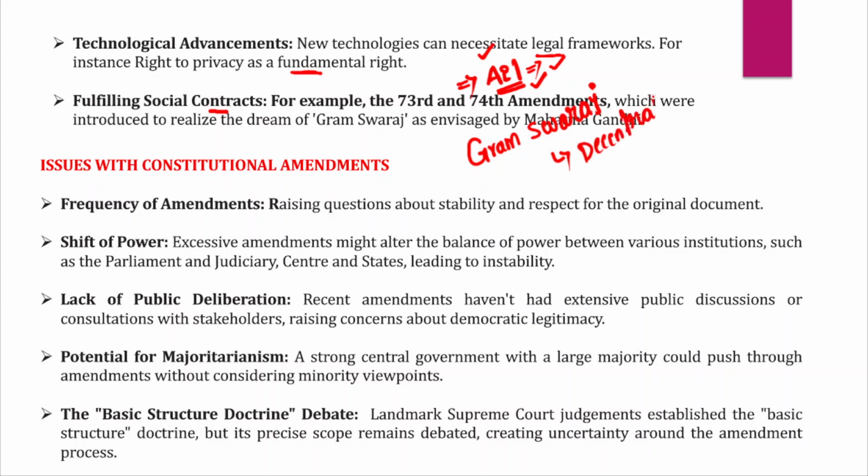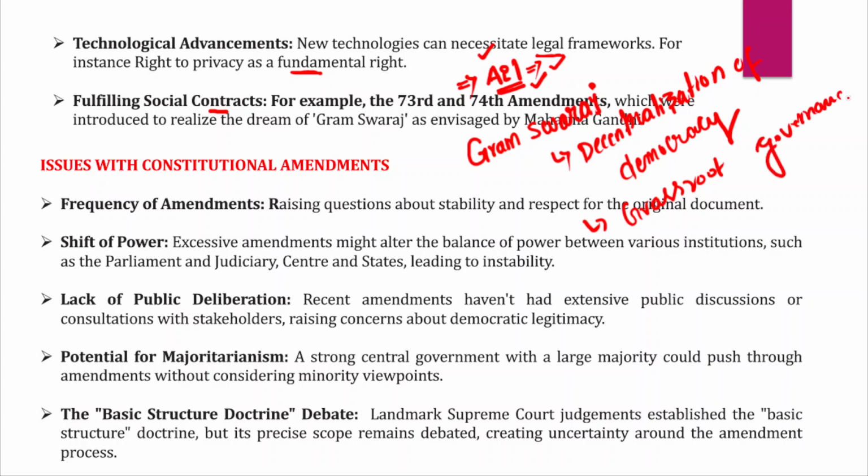Decentralization of democracy, and apart from decentralization of democracy, grassroots governance. So these are the ways through which Gram Swaraj could be achieved. This is the Gandhian vision of India.